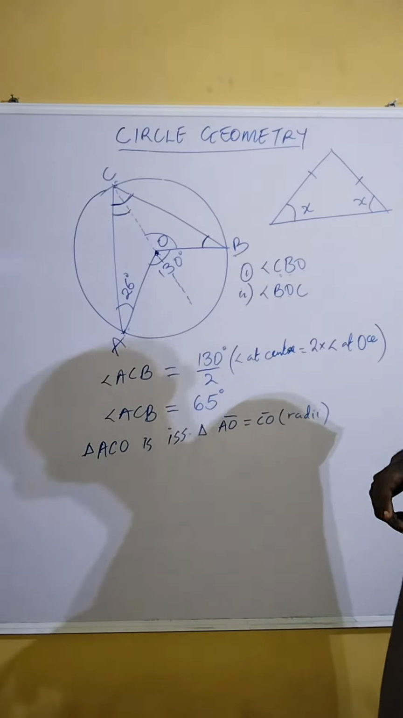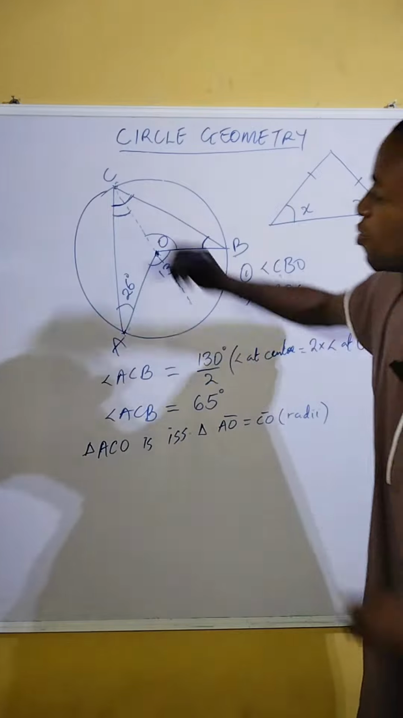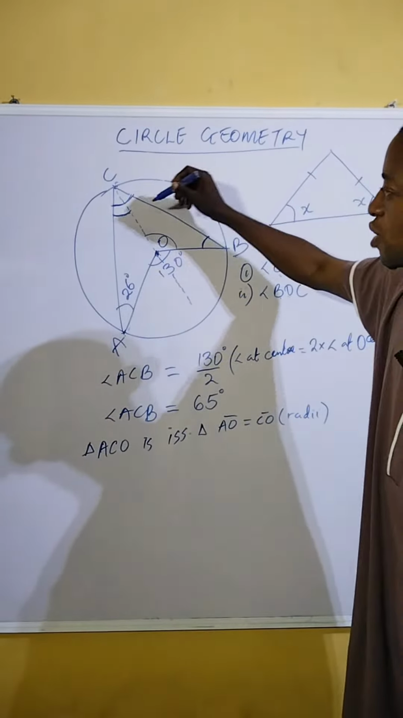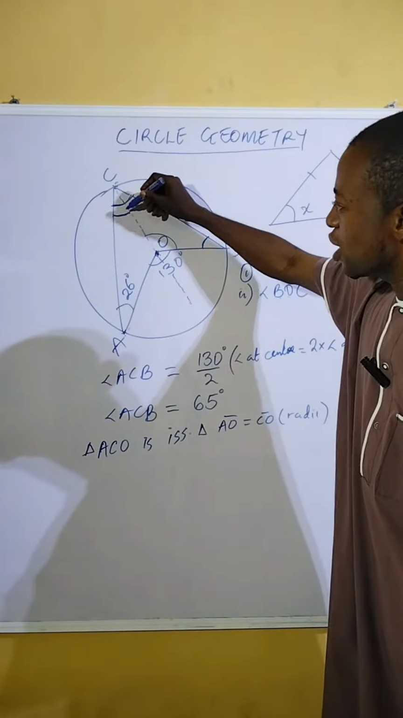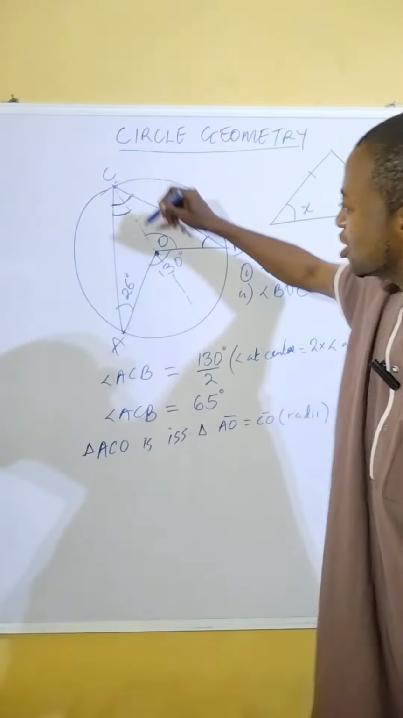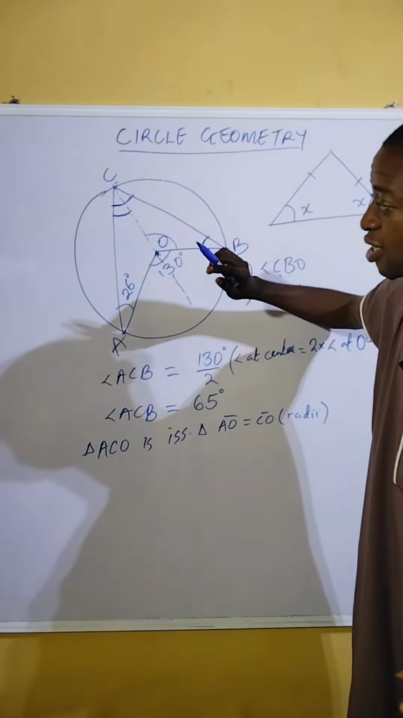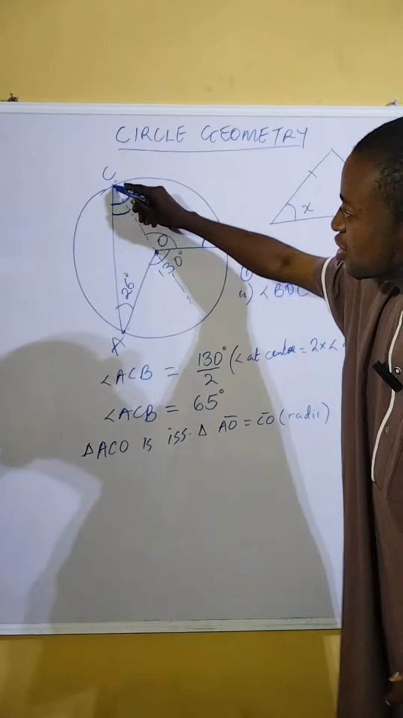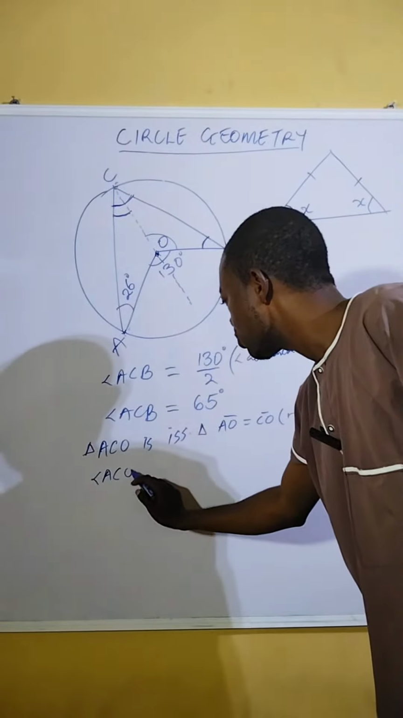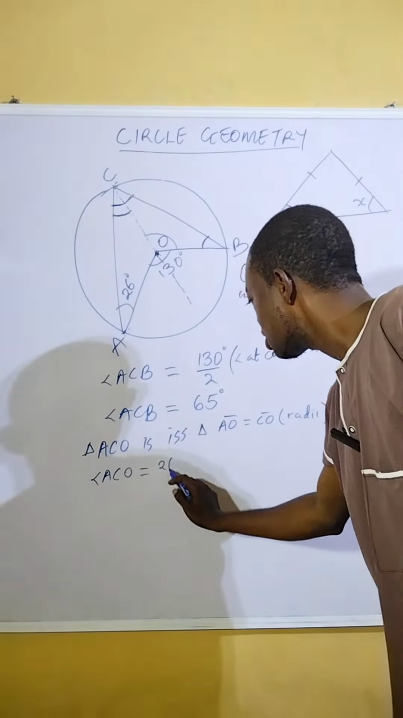Thank you for sharing. Now, how do we label this angle that is marked? When you look at it, it's between two lines. Which lines? Line AC and line CO. So those are the 3 letters you will use. You will use ACO. So we can now say that angle ACO is also equal to 26 degrees.